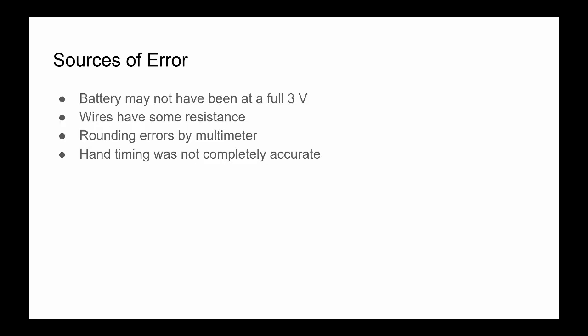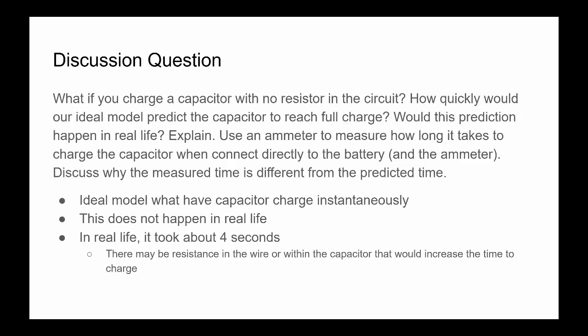And some sources of error could have been that the battery may not be a full 3 volts, the wires have some resistance, there could have been rounding errors, or the hand timing was not completely accurate for the last part. And for the discussion question, an ideal model would predict the capacitor to reach full charge almost instantly because there is no resistance, but this is obviously not possible. In real life, for us, it took about 4 seconds, and this could be because resistance in the wire or within the capacitor itself would increase the time to charge.